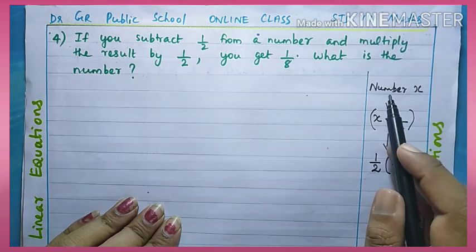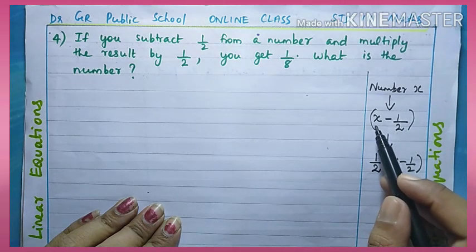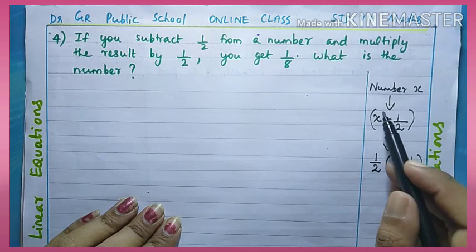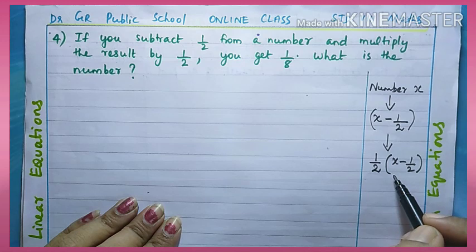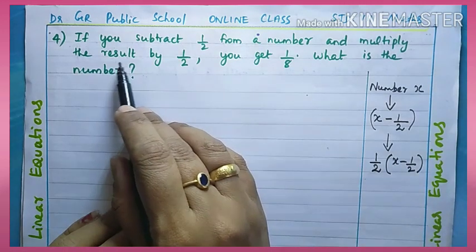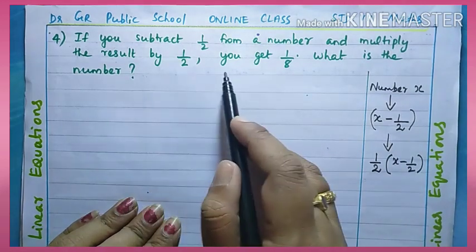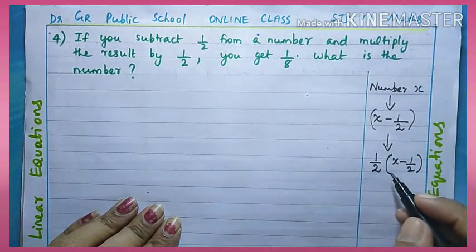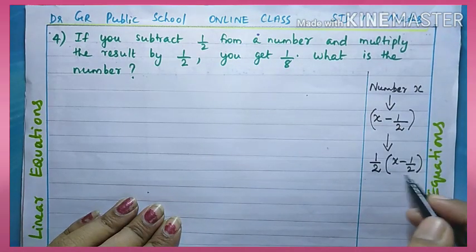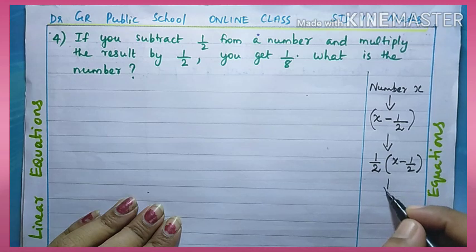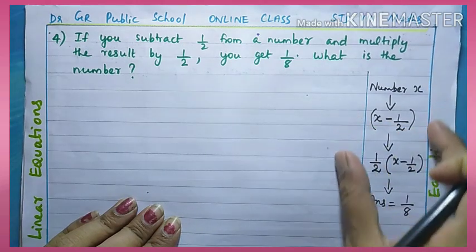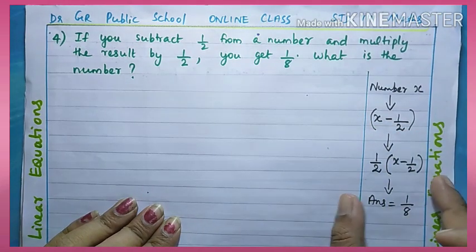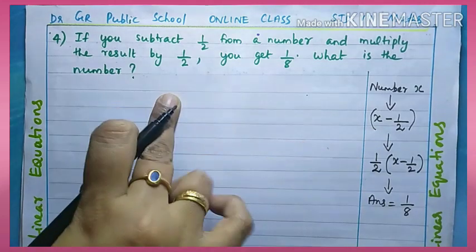Understood? So first we are taking the number x. From this x we are subtracting 1 by 2, and to this result we are multiplying 1 by 2. Now you see, after multiplying the result by 1 by 2, you get 1 by 8. That means if you multiply this result by 1 by 2, what is your answer? Answer is 1 by 8. So this is the meaning of the question. Using this, we are going to write our answer.